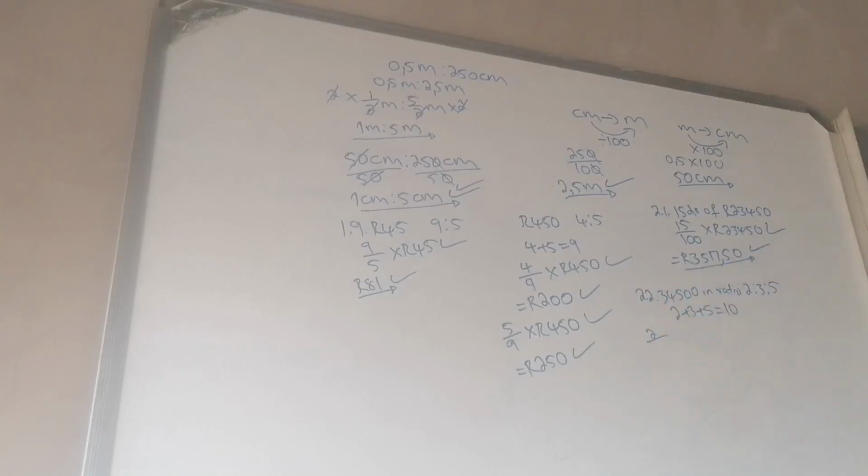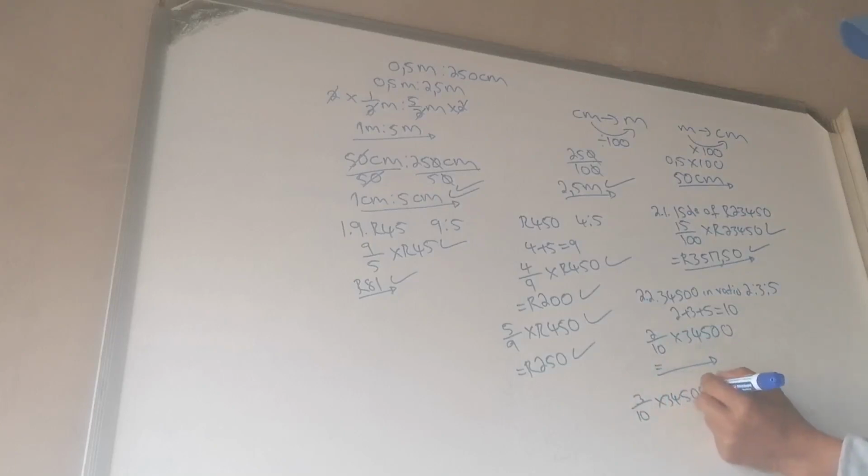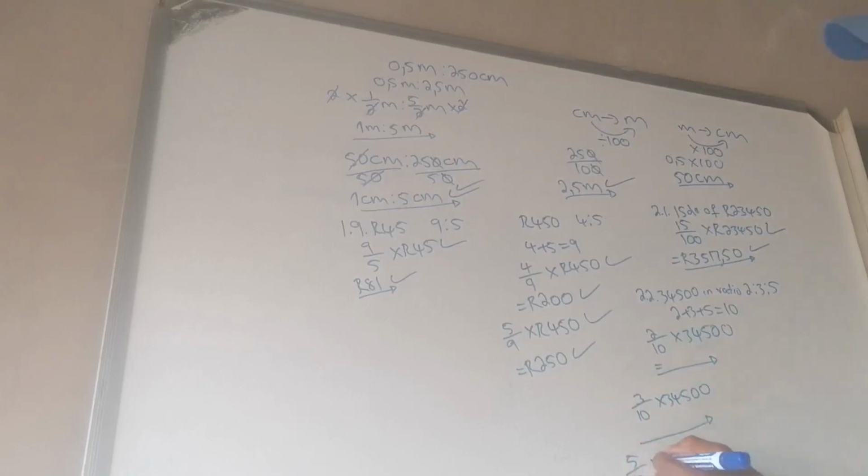2 over 10 multiplied by 34,500 is the answer for the first. The second is 3 over 10 multiplied by 34,500. The third is 5 over 10 multiplied by 34,500. And then you are done. Simple questions that you should have got correct.